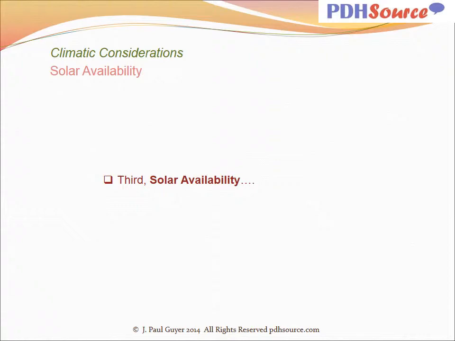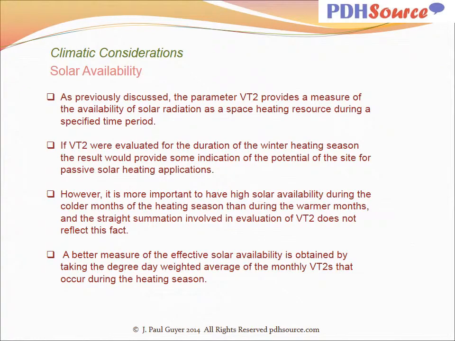Now we will talk about the importance of solar availability. As previously discussed, the parameter VT2 provides a measure of the availability of solar radiation as a space heating resource during a specified time period. If VT2 were evaluated for the duration of the winter heating season, the result would provide some indication of the potential of the site for passive solar heating applications.